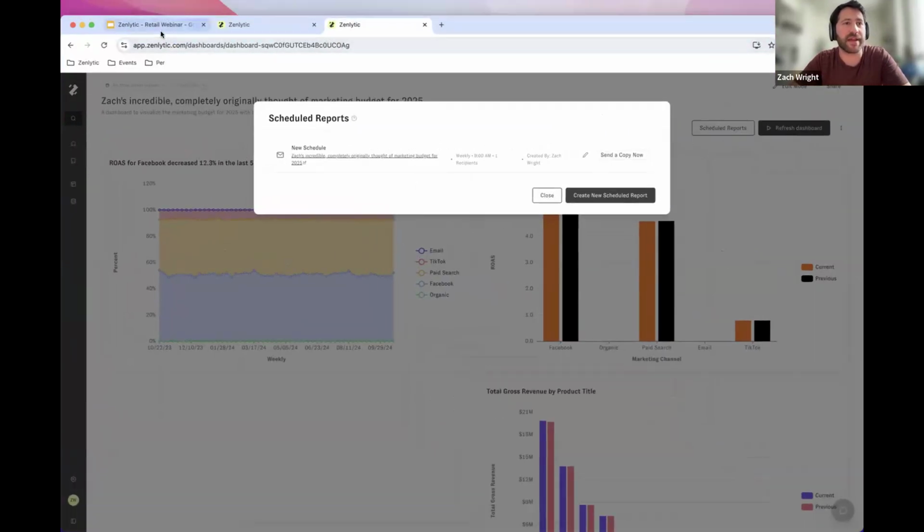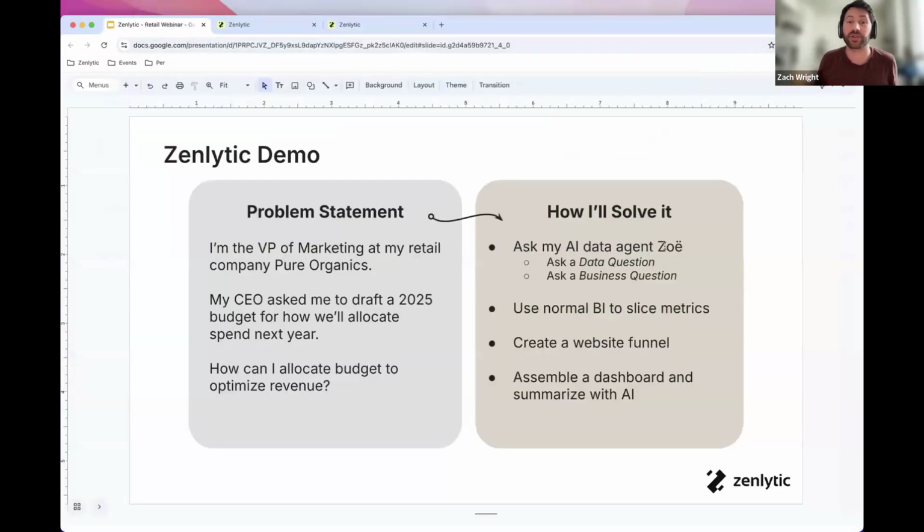So wrapping up, this is everything I want to go through on Zenlytic as a total BI platform. I was able to ask an AI data agent multiple questions for true self-service without needing to know anything about how to use a BI platform, what data I have, where that data resides, or needing to bother a data analyst. I did traditional BI to slice those metrics, create a website funnel in just a few clicks, and assembled a dashboard and was able to send that out with AI. I hope this was a great summary of the small amount of things that Zenlytic can do. But I'll pause here. I know there are some more questions and we have time to field them.